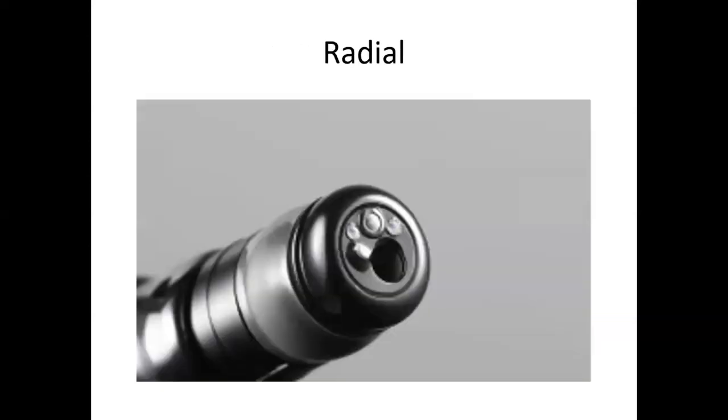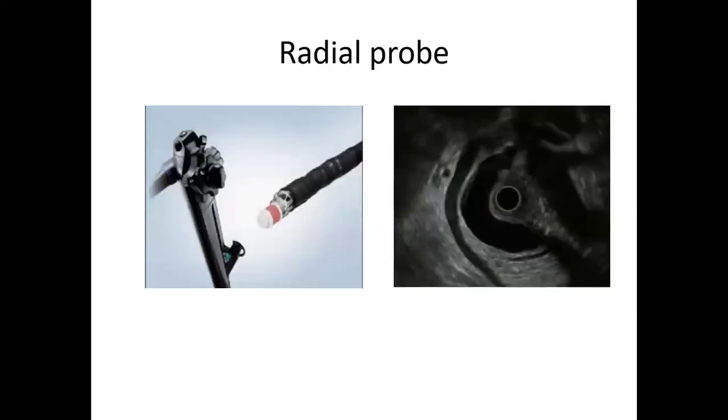So this is a radial probe. Around here is where you find the piezoelectric crystals, where we are going to project our images, and it gives us the feedback. So it takes pictures around the end of the endoscope, at 360 degrees. This is the same one we are able to see here.